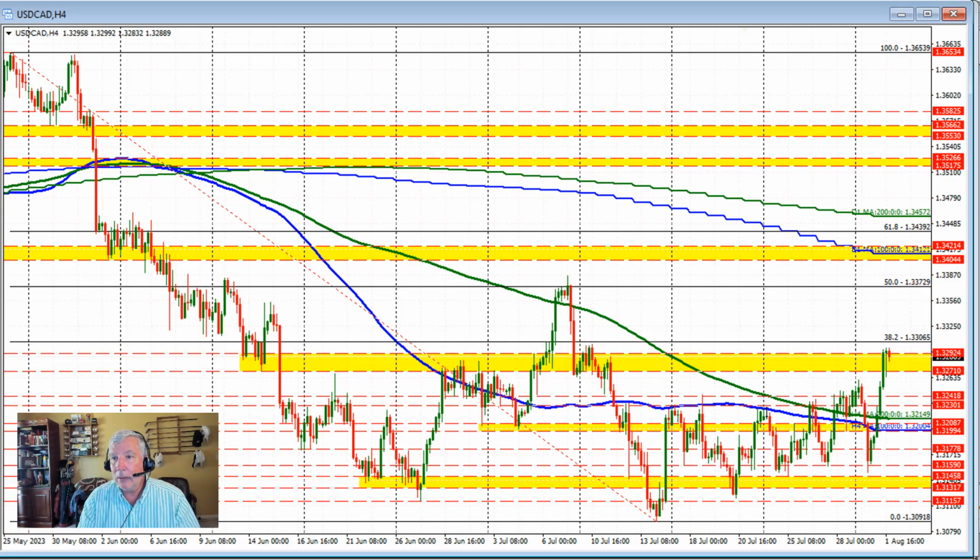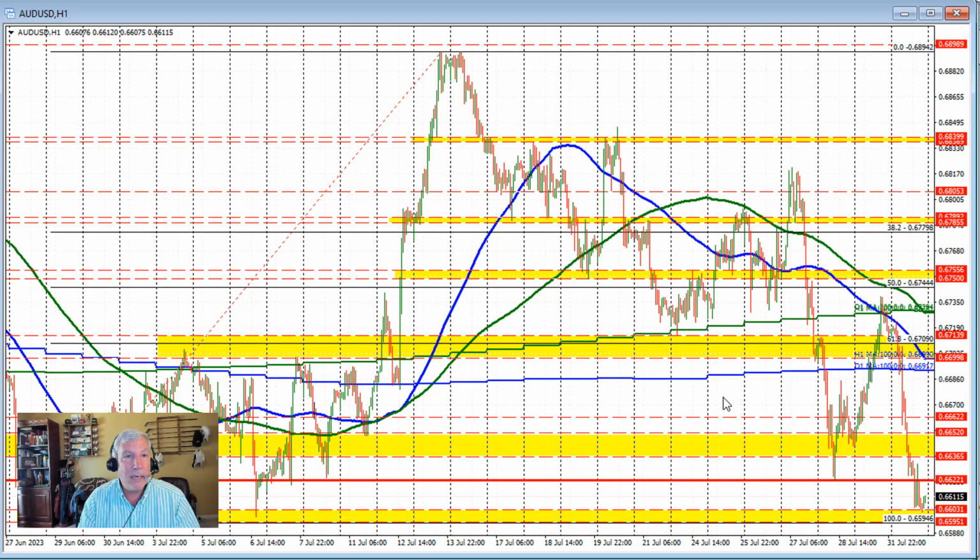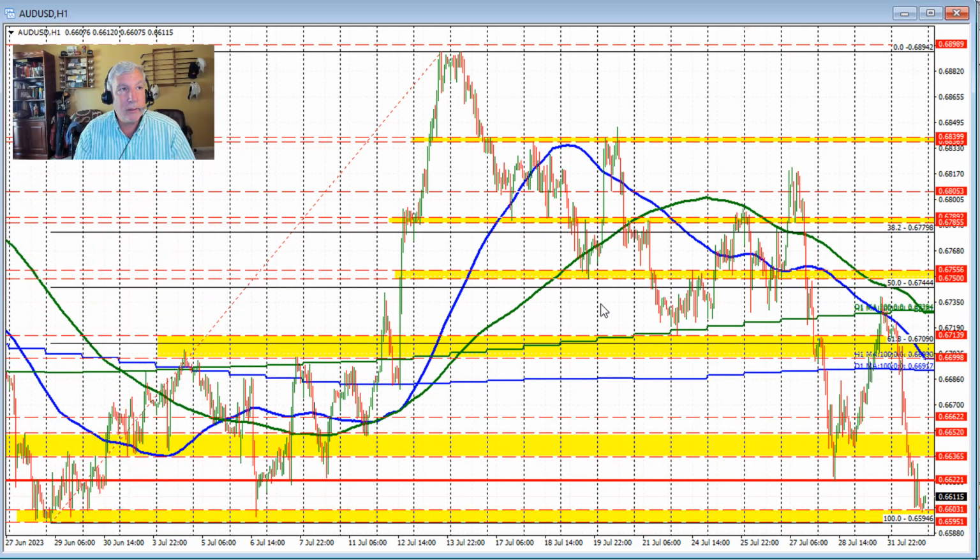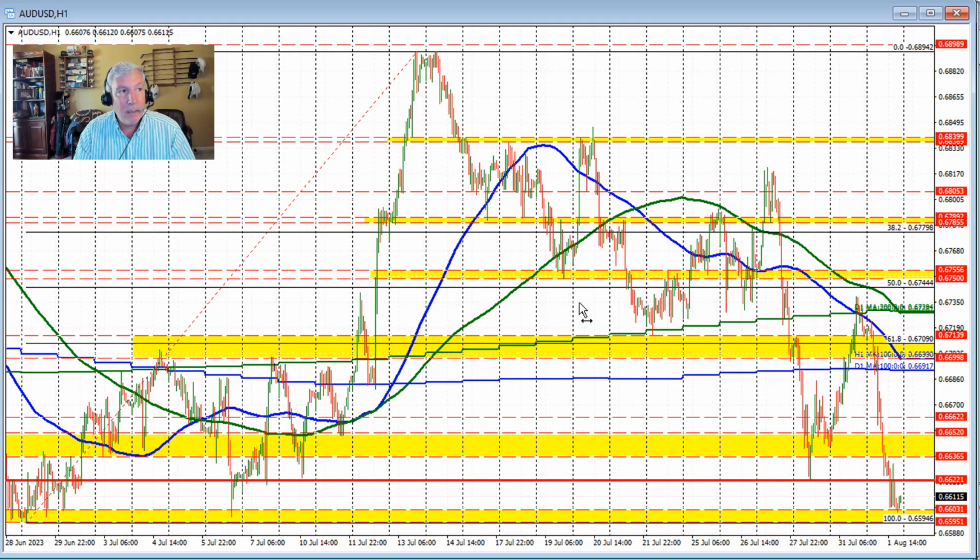Finally, let's take a look at the Aussie versus US dollar. This is the hourly chart, and the Reserve Bank of Australia kept rates unchanged last night, and that sent the Aussie versus US dollar sharply to the downside in trading here today. Having said that, the low price for today stalled near the low price from June and July.